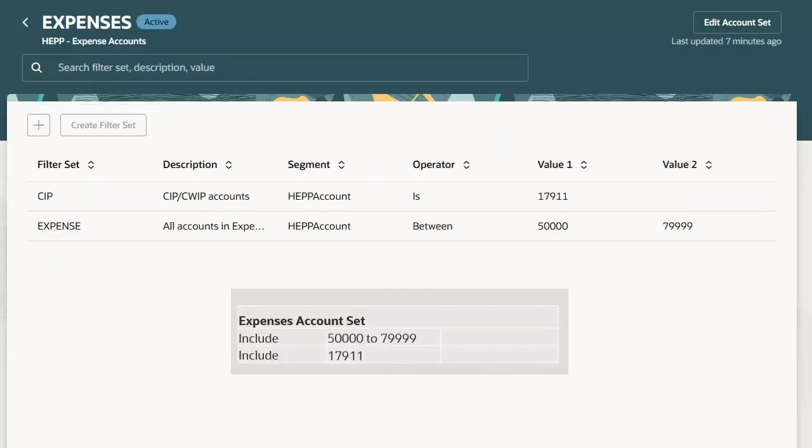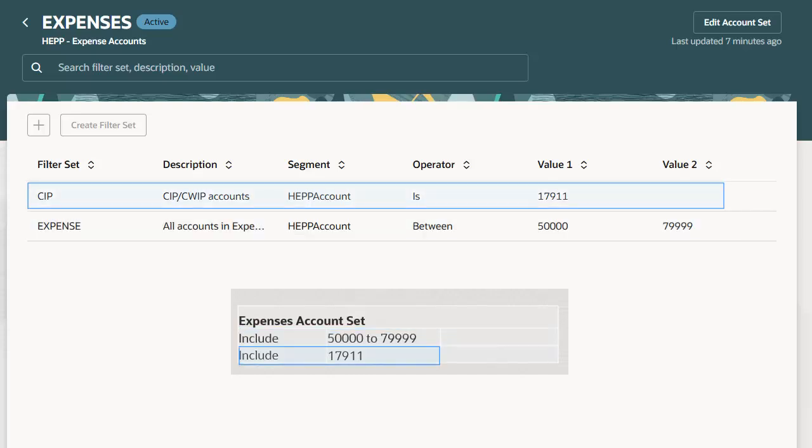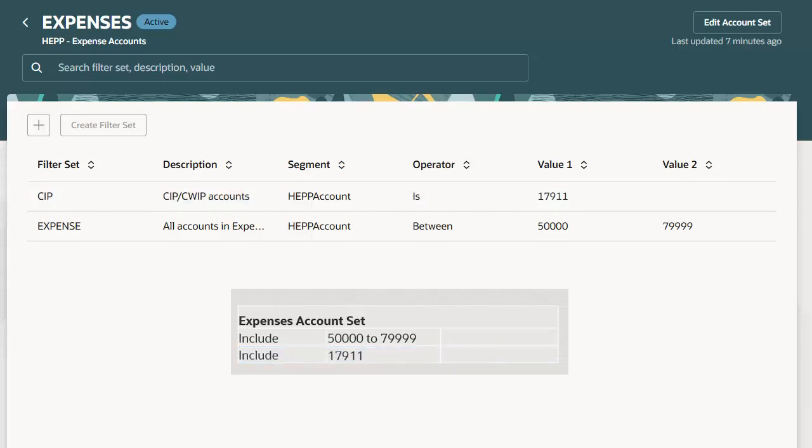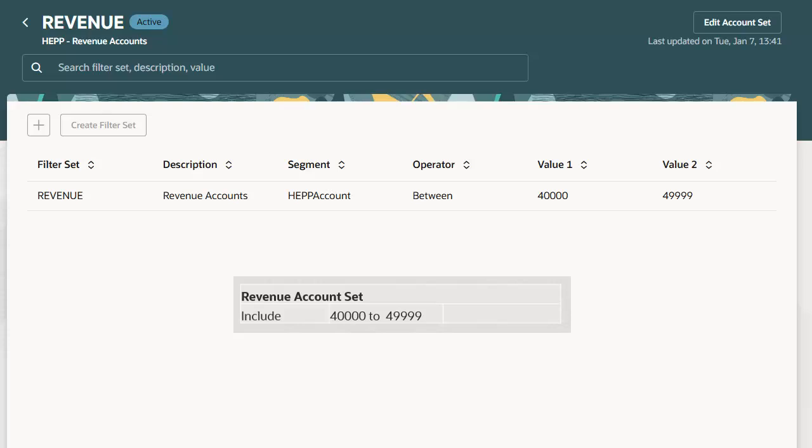For the expenses account set, there are two filter sets. One to identify the range of natural accounts between 50,000 and 79,999, and the other to identify the construction work in progress natural account 17,911. The is operator is used for exact matching. For the revenue account set, there is a single filter to include the natural account between the ranges 40,000 and 49,999.